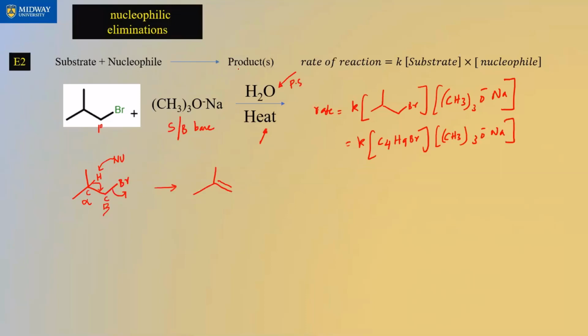Now, I do want to mention this nucleophile, the strong bulky base. It's also written this way, t-butyl O minus Na plus. You might see this occasionally on a professional exam. All right, so that's how you do an E2 elimination.